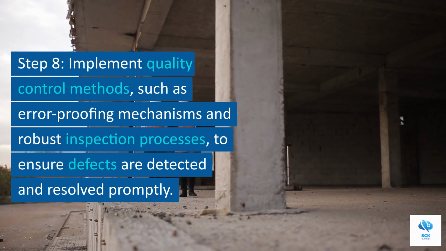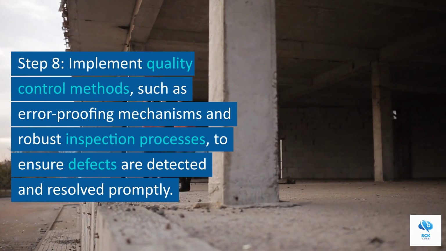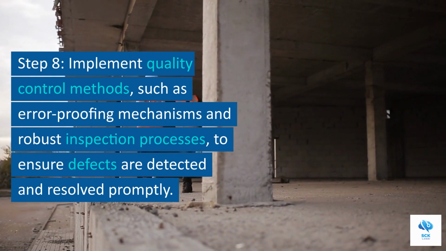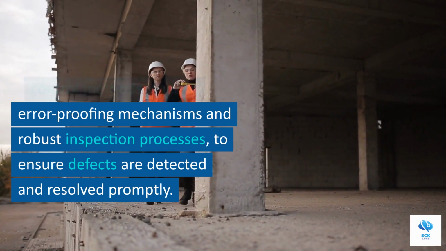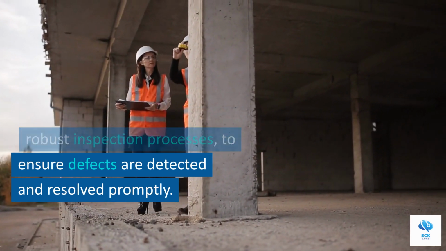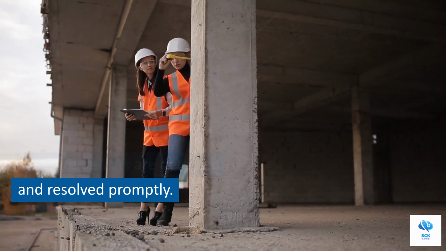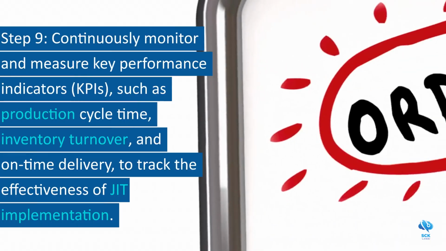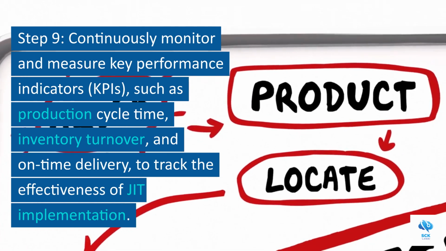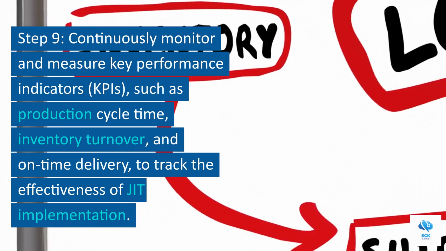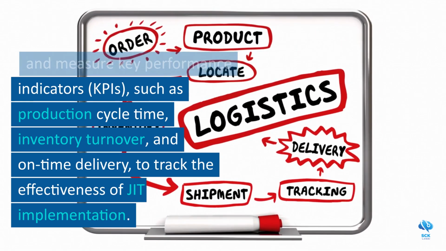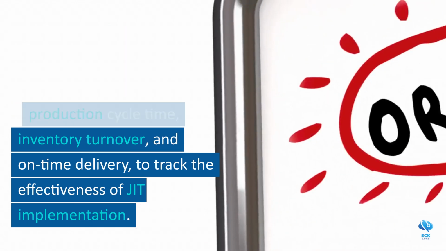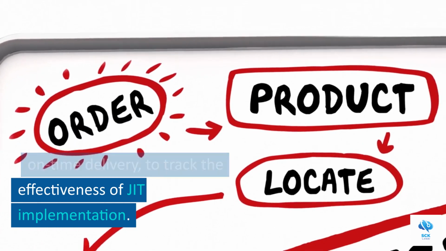Step 8. Implement quality control methods, such as error-proofing mechanisms and robust inspection processes, to ensure defects are detected and resolved promptly. Step 9. Continuously monitor and measure key performance indicators, KPIs, such as production cycle time, inventory turnover, and on-time delivery, to track the effectiveness of JIT implementation.